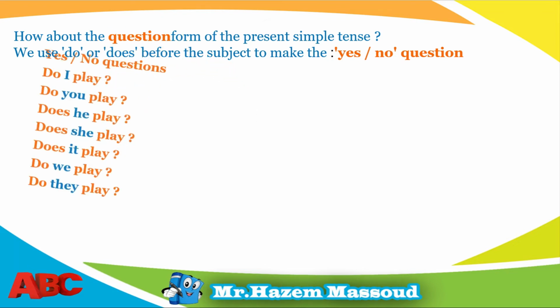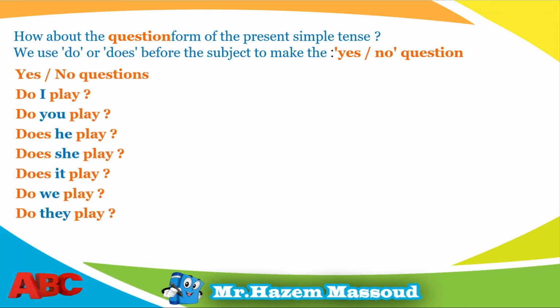For example, do I play? Do you play? Does he play? Does she play? Does it play? Do we play? Do they play? And look here also, I use the auxiliary verb do with the subjects I, you, we, and they, and the auxiliary verb does with he, she, it.